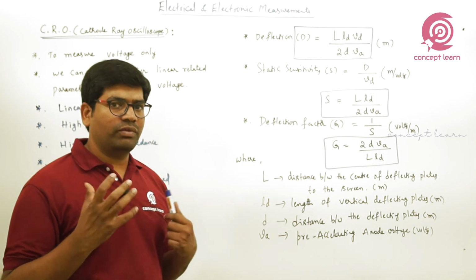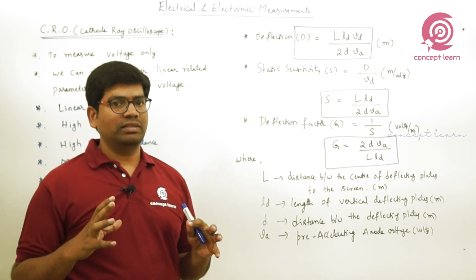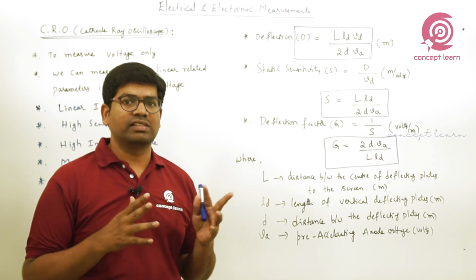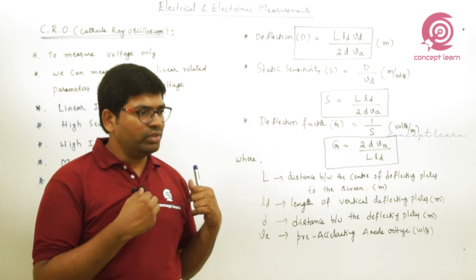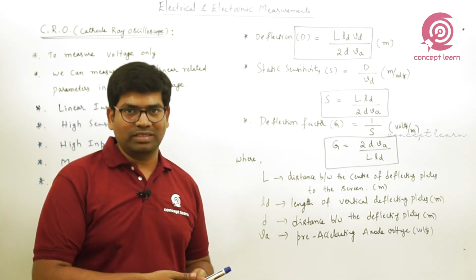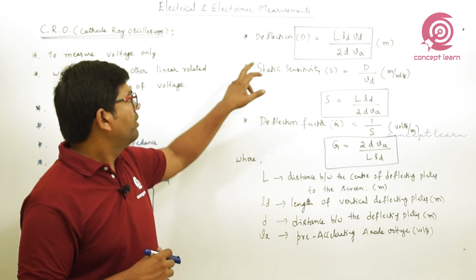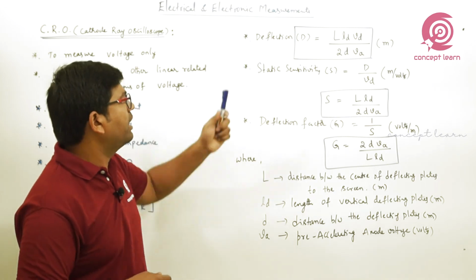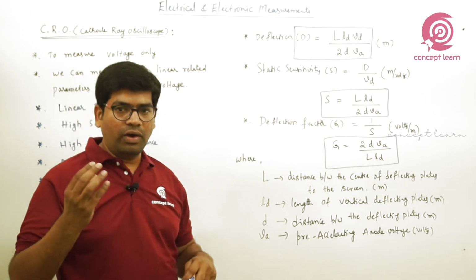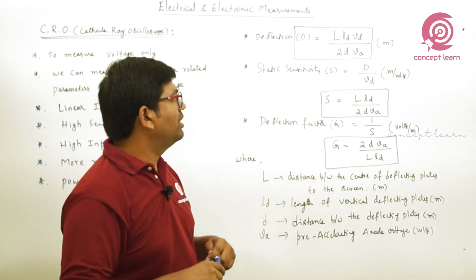And again, if you observe, what kind of questions will come from CRO? One possibility is from CRO, which mainly consists of the CRT, that is cathode ray tube. From that, how the unknown quantity comes onto the screen. When it comes onto the screen, we can have some possibilities. We can call it deflection or static deflection. What is the expression? Deflection is in meters. How the input voltage comes onto the screen and causes that deflection.